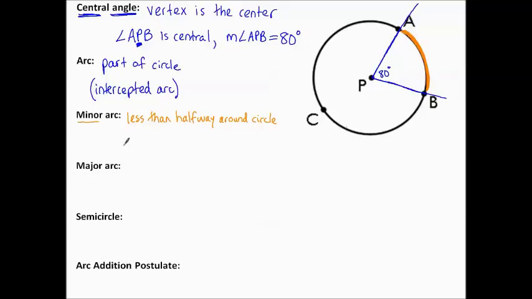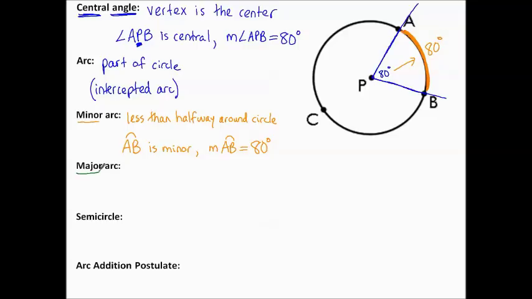The way we write an arc is with the two letters of its endpoints, if it's a minor arc, and then a little arc hat. So instead of a straight segment hat, a little curved arc hat. So arc AB is a minor arc. And the measure of arc AB, notice how we use M here for measure like we used for angle, also equals 80 degrees, because whatever the central angle is, its intercepted arc will be the same amount of degrees.